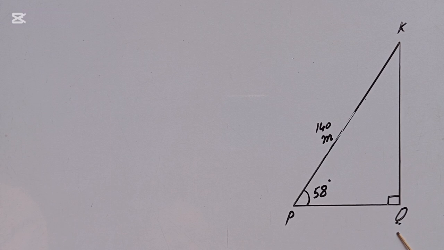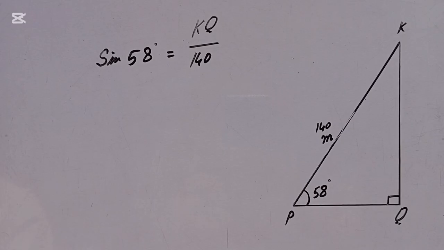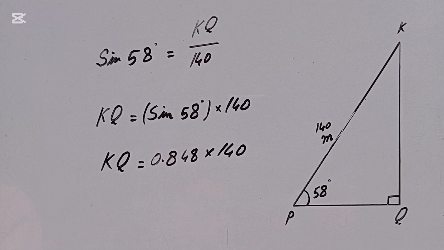at the point Q. Now in this right angle triangle, to find out KQ, which is working as the opposite here, we'll use the trigonometric ratio. Yes, sine theta, sine of the angle 58. Sine 58 degrees equals KQ by 140. KQ we have to find out. We have found sine 58 degrees using a calculator.